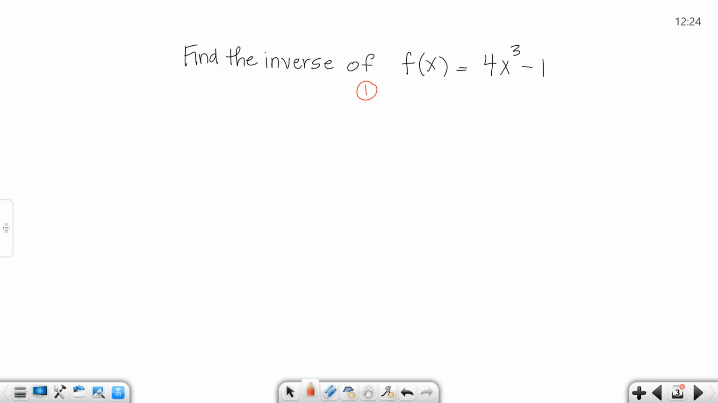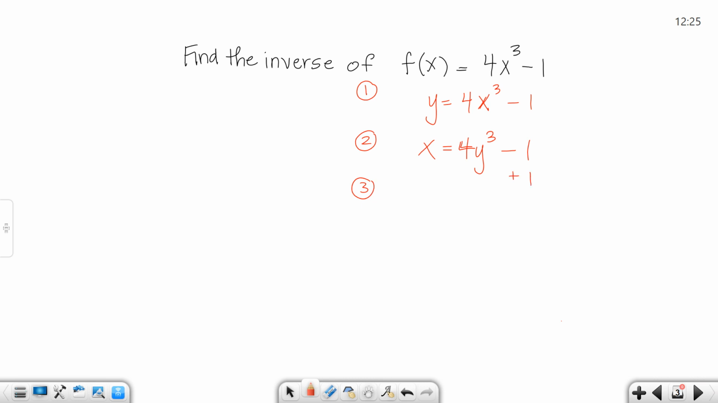Step 1 is to replace f of x with y. Step 2 is to interchange x and y. Everywhere you see an x, write a y. Everywhere you see a y, write an x. Step 3 is to solve for y. So when we're solving for y here, we want to move the 1, move the 4, and then deal with the 3.